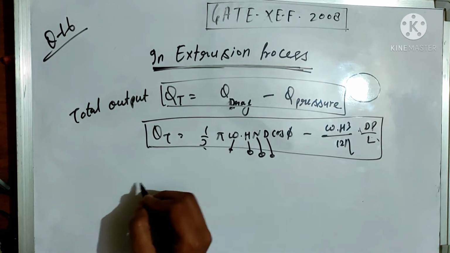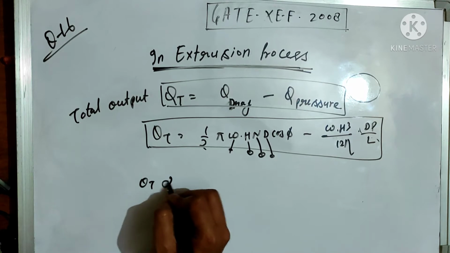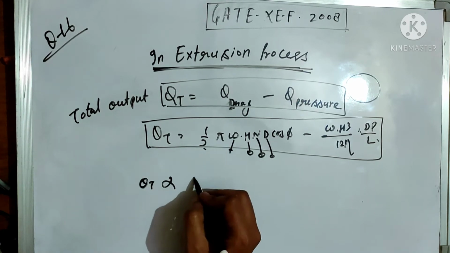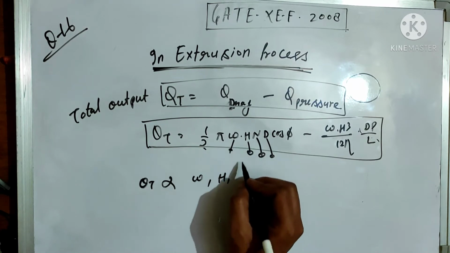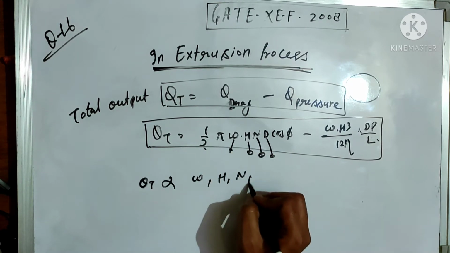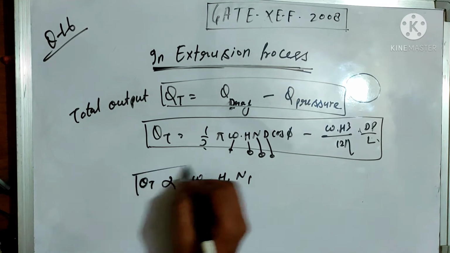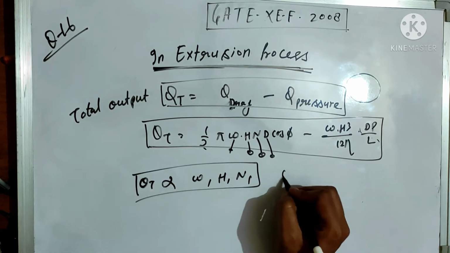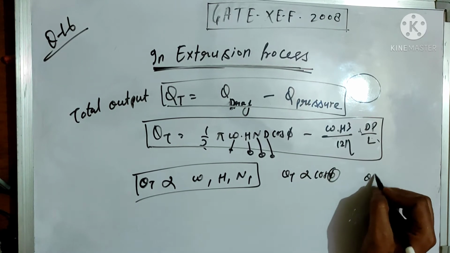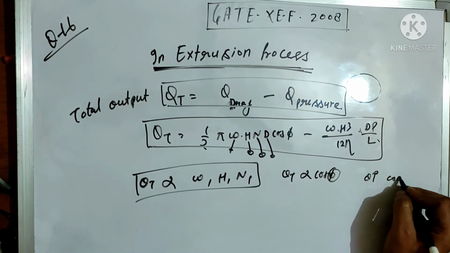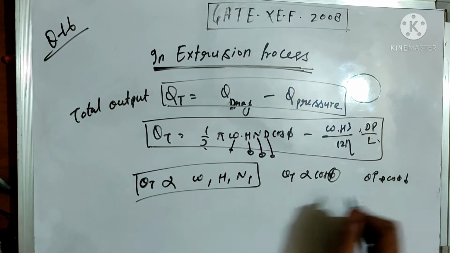Now you can see the total flow rate is directly proportional to the width, height, depth of the channel, rotational speed, and the total flow is directly proportional to cos φ. So increasing φ, cos φ decreases. That's why.